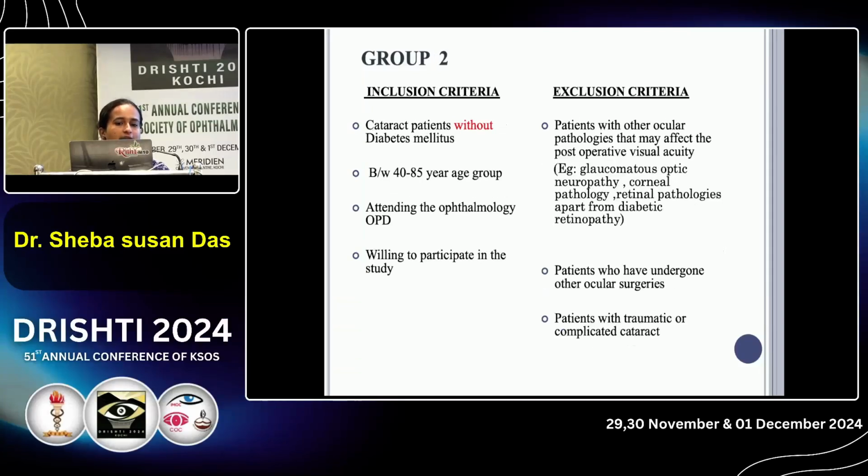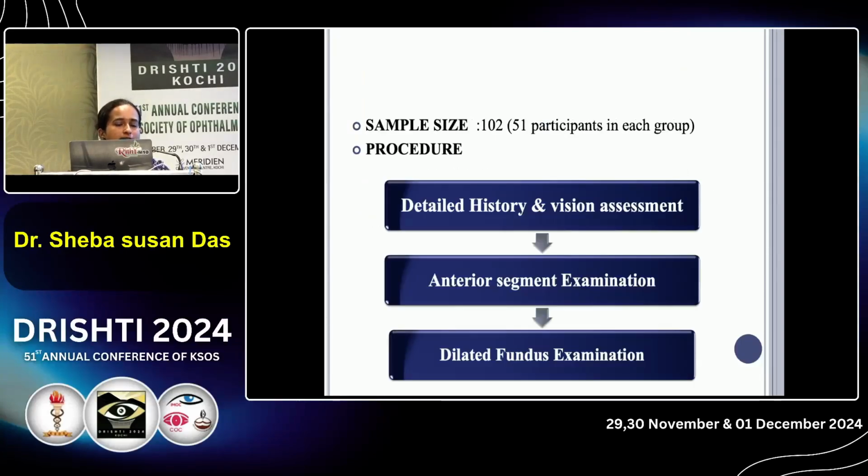were excluded. Similarly, in group 2, cataract patients without diabetes mellitus between 40 to 85 year age group attending the ophthalmology OPD and willing to participate in the study, and excluded patients with other ocular pathologies that may affect the postoperative visual acuity and who have undergone other ocular surgeries and those with traumatic or complicated cataract. So, our study included a total of 102 participants, 51 participants in each group.